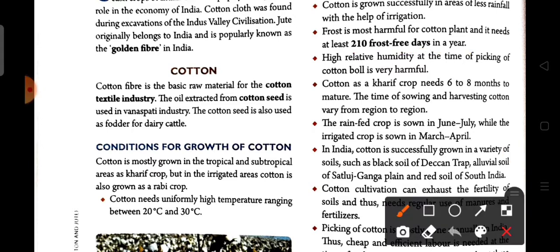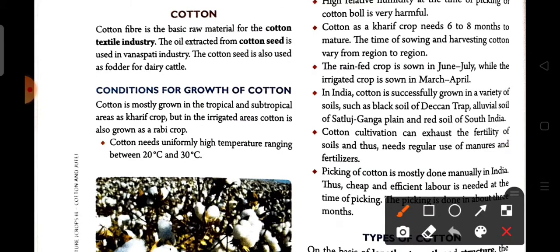The high relative humidity at the time of picking of the cotton bolls is very harmful. High humidity means the amount of moisture present in the atmosphere. If the moisture level in the atmosphere is very high, it can also cause harm to the cotton crops.